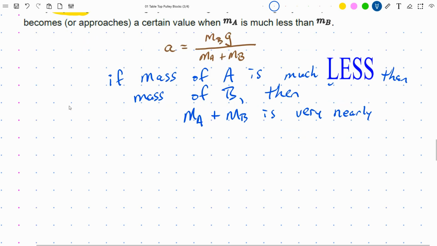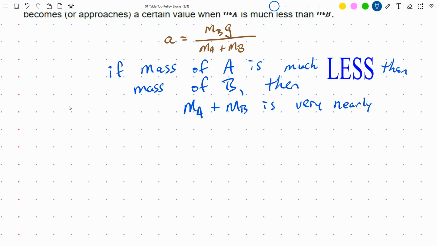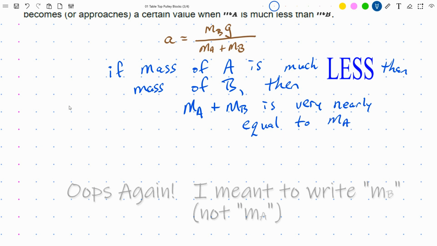Now let's think about it. Just to give you some impression of what I'm thinking, what is 1 trillion plus 0.000000, a whole lot of zeros, and a 1 at the end of that? If you are adding two numbers, one of which is much, much greater, not just a little bit larger, then that teeny tiny little bit extra is generally negligible. It's safe to treat as if it were essentially zero. It's very nearly equal to MA.